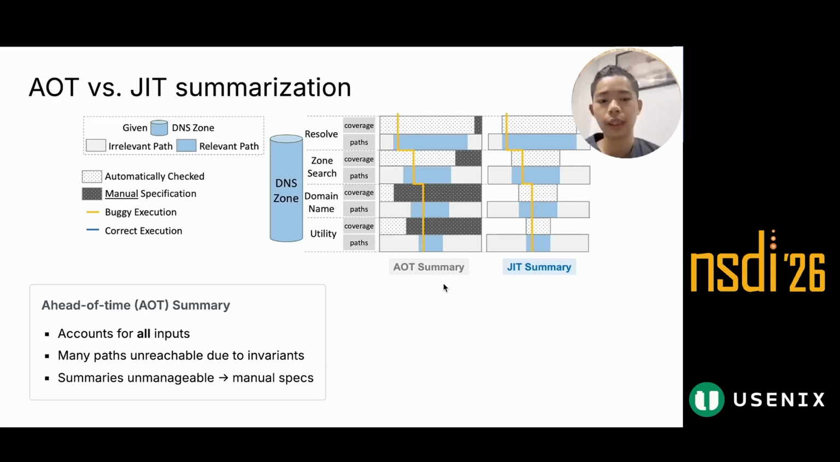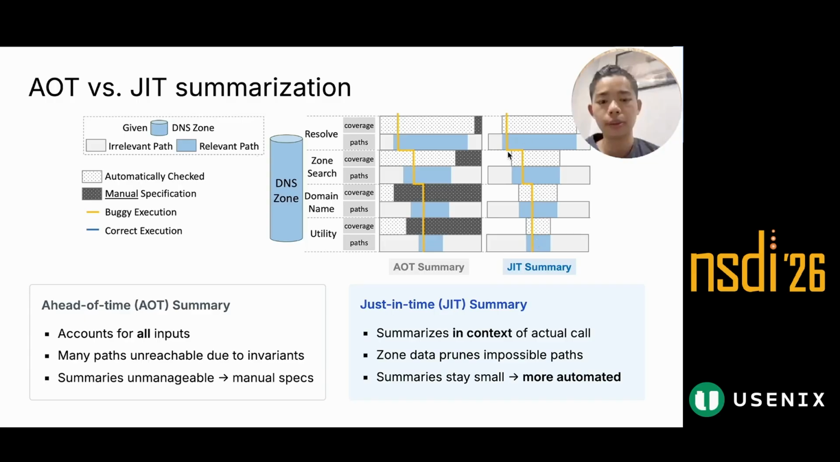Ahead-of-time summarization must account for all possible inputs and all possible code paths, just in case. So many of those paths indicated by the white area here are unreachable in practice because of zone invariants. But the summarizer doesn't know that, and it ends up creating unmanageably big summaries, so we have to resort to manual specs. On the other hand, just-in-time summarization builds summaries on demand in the context where a function is actually called, indicated by the blue area. Because zone data flows into the function as concrete values, JIT can prune impossible paths and simplify the rest. We summarize only what matters, and the process becomes more automated.